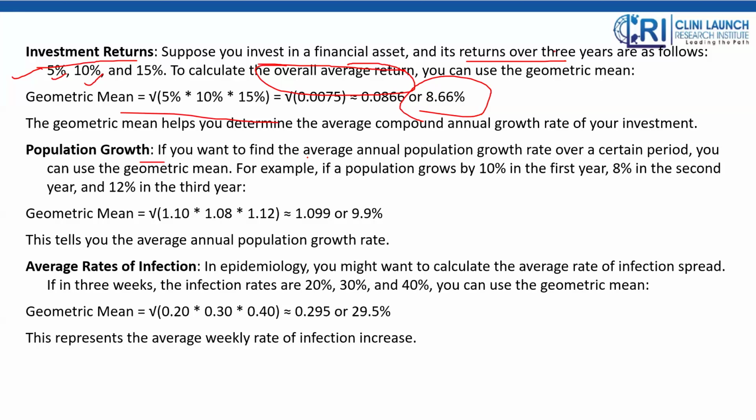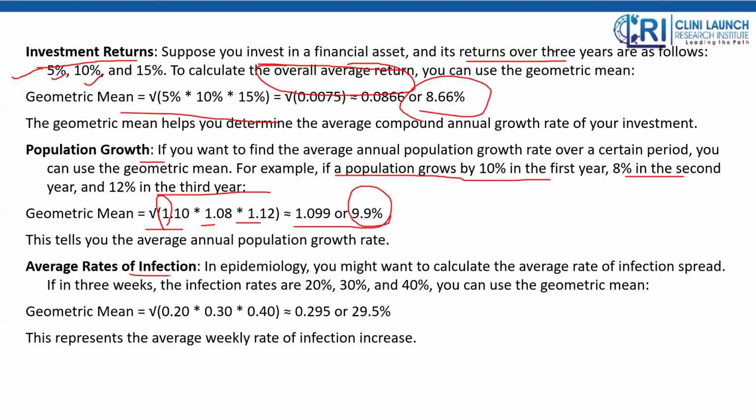Similarly, population growth. If you want to find what the annual population growth can be in the coming years, suppose a population will grow by 10% in the first year, 8% in the second year, and 12% in the third year. What is the geometric mean? Because they are telling 10% for the first year, it is calculated on a yearly basis. So they are taking the formula as 1.10, 1.08, 1.12. Why? Because they are calculating for 1 year. If you calculate, the average percentage increase is 9.9.